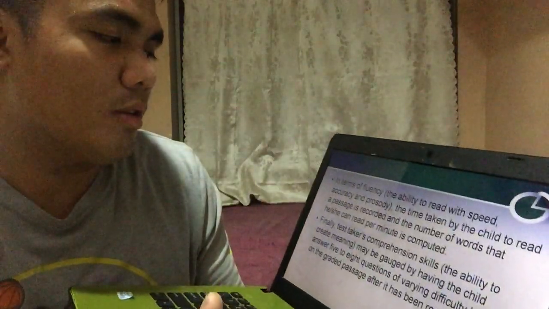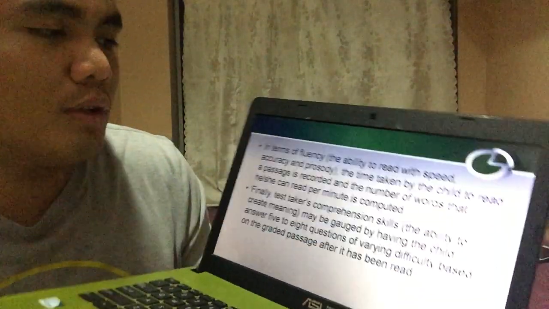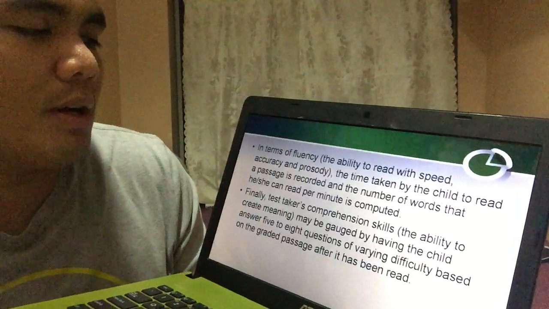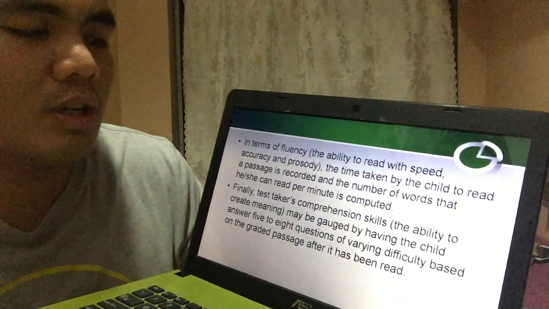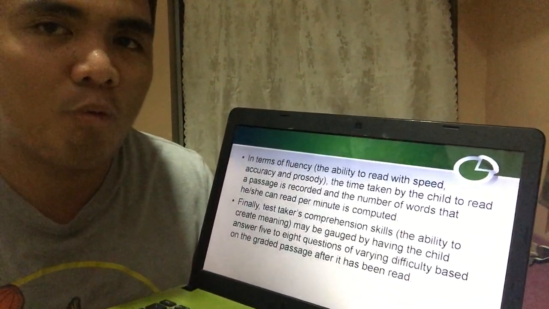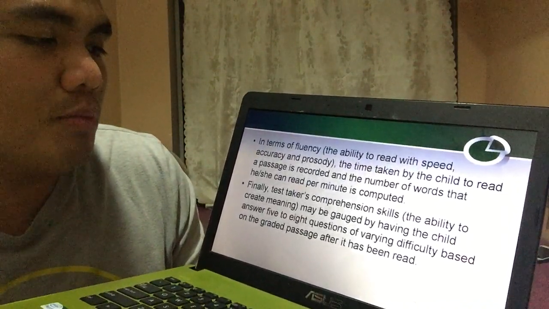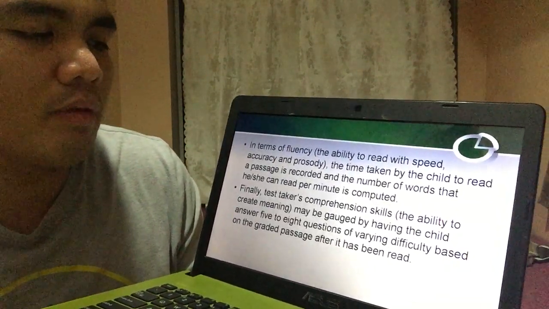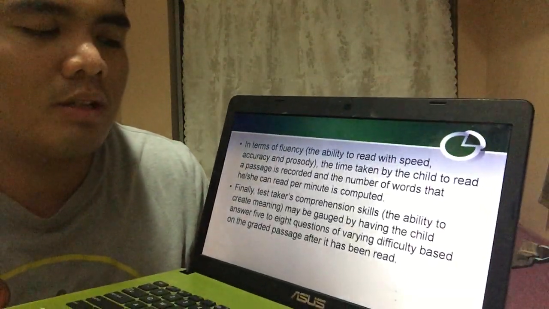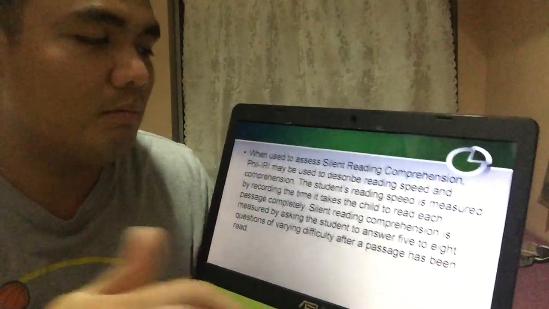In terms of fluency, the time taken by the child to read a passage is recorded and the number of words that he or she can read per minute is computed. Words per minute. Finally, test takers' comprehension skills may be gauged by having the child answer 5 to 8 questions of varying difficulty based on the graded passage after it has been read.